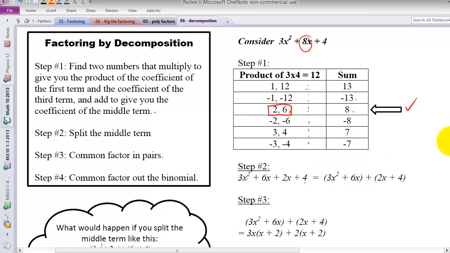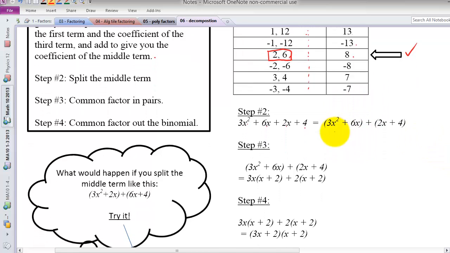And then I can do a little bit of grouping here. I can say that's (3x squared plus 6x) plus (2x plus 4). So I've just put some brackets around it like that. Alright, step 3 is find common factor in pairs.